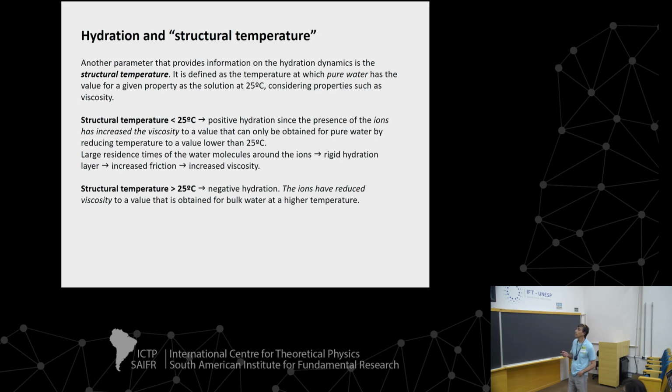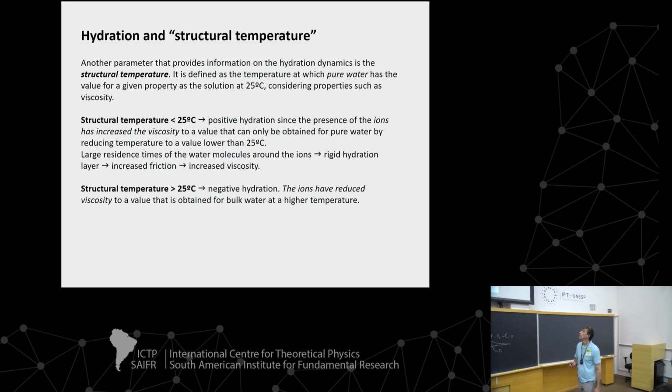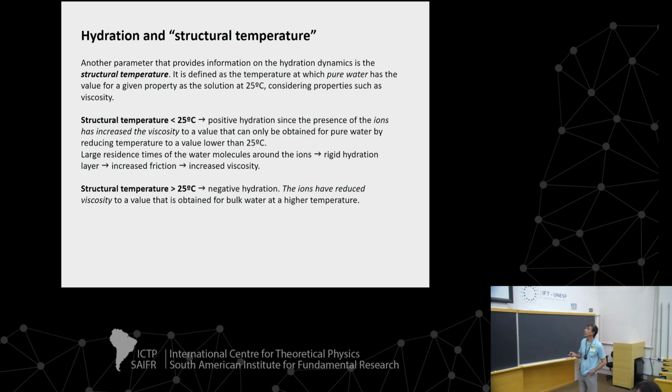And then when the structural temperature is lower than 25 degrees, we speak of positive hydration, since the presence of the ions has increased the viscosity to values that could be attained by pure water at lower temperature. And when we have the case of the structural temperature higher than 25 degrees, we are going to speak of negative hydration, and the ions are going to have a reduced viscosity, which can be obtained at a much higher temperature.